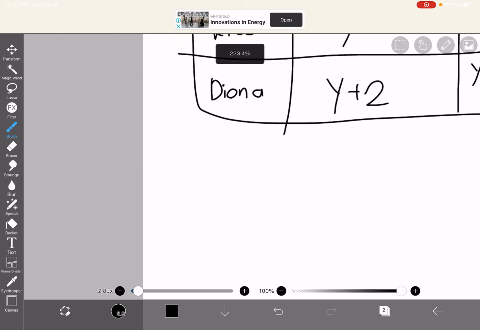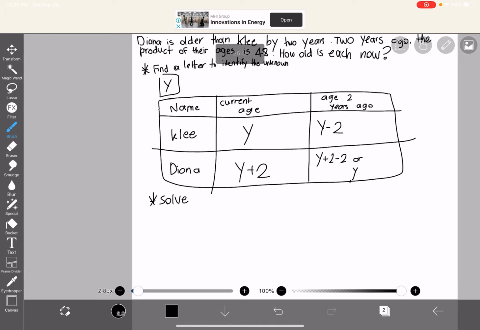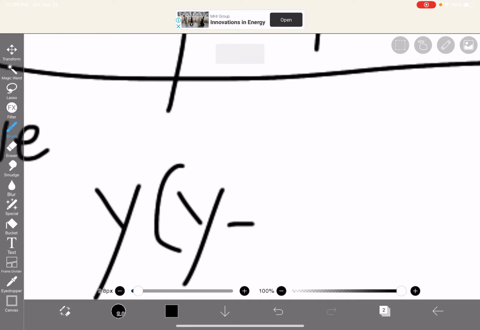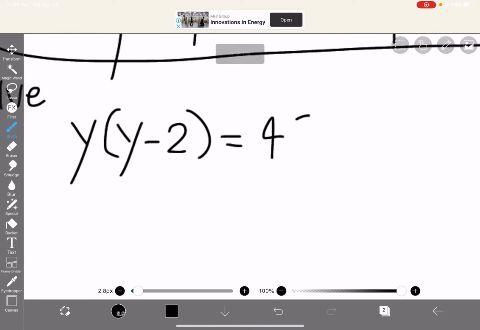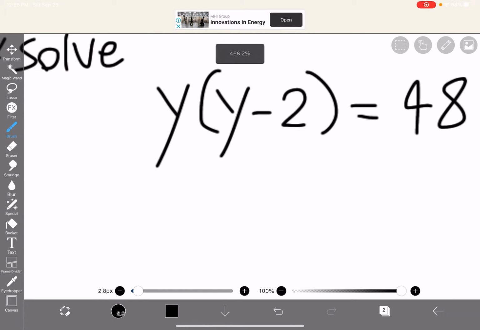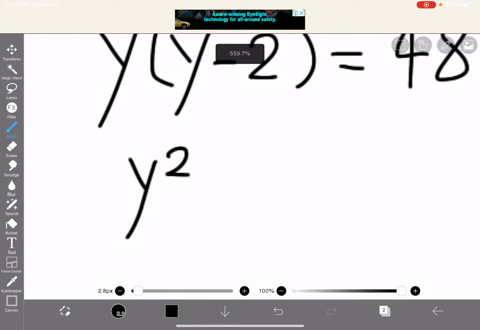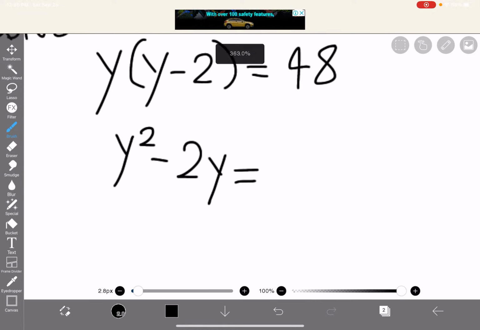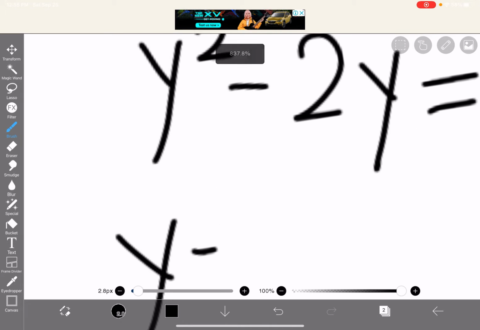Now, let's solve. Now that we're finished translating the phrases, we're gonna go solve. So Y minus 2 equals 48. Let's combine or multiply. Y, we're gonna add the exponent. So Y squared minus 2Y equals 48.